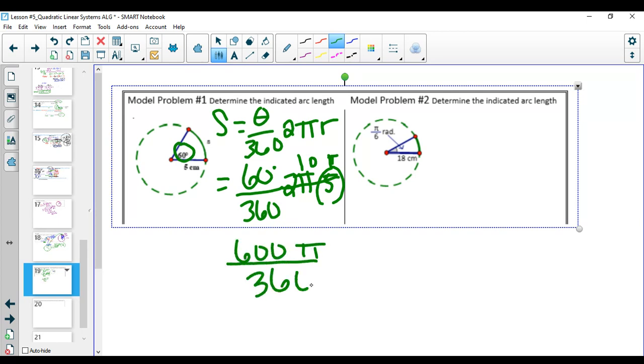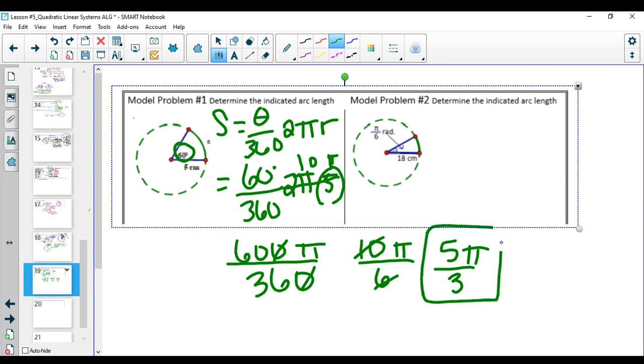and over 360. Now we have to reduce this piece. So 6 goes into 60 10 times, 6 goes into 36 6 times. We could keep reducing. 2 goes into both. It would be 5 over 3 pi. All right, so that is your arc length. And it's centimeters, actually. Okay, so that was this question.